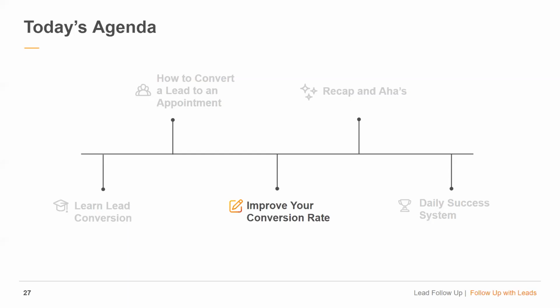Okay, so you learned the model steps and actions to convert a lead to an appointment. We're going to dig deeper into what a conversion rate is and how it can inform your business decisions. Your conversion rate refers to the percentage of leads you ask for an appointment to those that agree to the appointment. For example, you may ask 10 leads for an appointment and succeed in setting 8 appointments. So that's an 80% conversion rate.